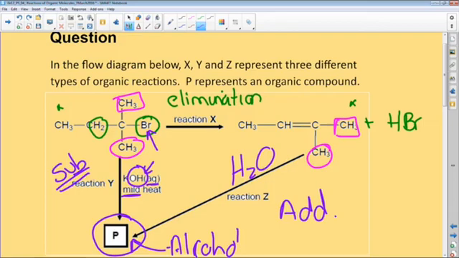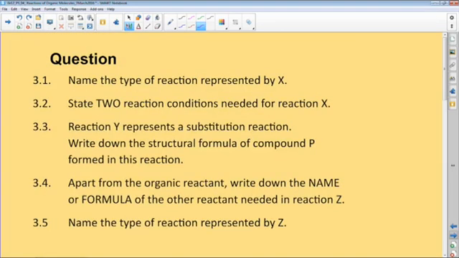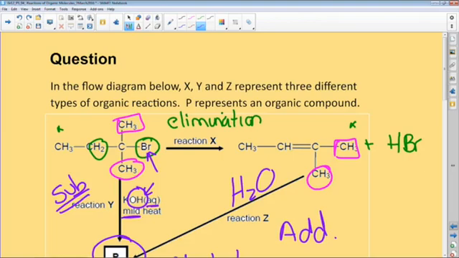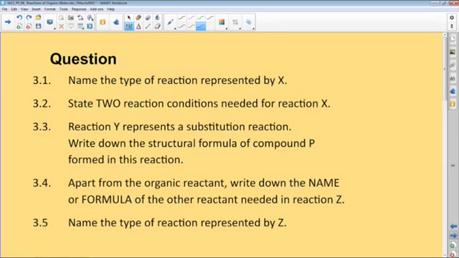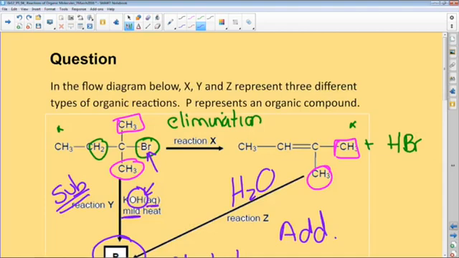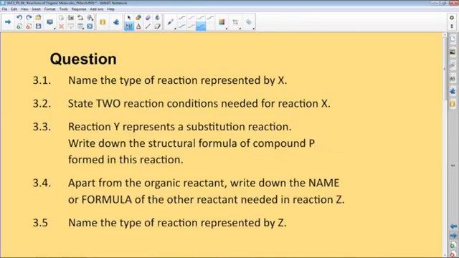Now when I've worked through all of this, when I go to the questions and they say, name the type of reaction represented by X, I've done it. X was the elimination reaction, don't even have to think about it. The 2 conditions for the elimination reaction, well, it's different to the substitution. Remember, strong base, high heat. Okay, strong base, high heat. Reaction Y represents a substitution, which I said it was. Write down the structural formula of compound P formed in this reaction.